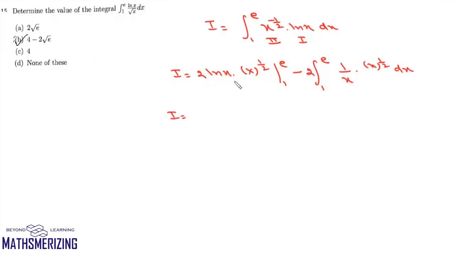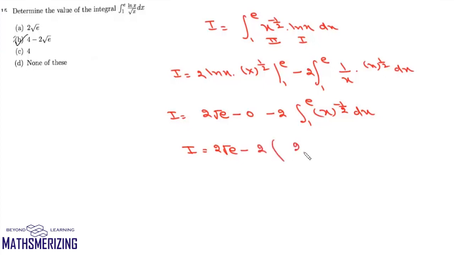Now we'll put the limits. So we'll put X as E, we'll get this as 2 root E and then minus log 1 is 0, and here it will be minus 2 from 1 to E X to the power minus 1 by 2 into dx. So this integral will be 2 root E and then minus 2, and here will be 2 under root X from 1 to E. So it will be 2 root E minus 4 root E and then plus 4. So it will be 4 minus 2 root E, and that's your option number B.